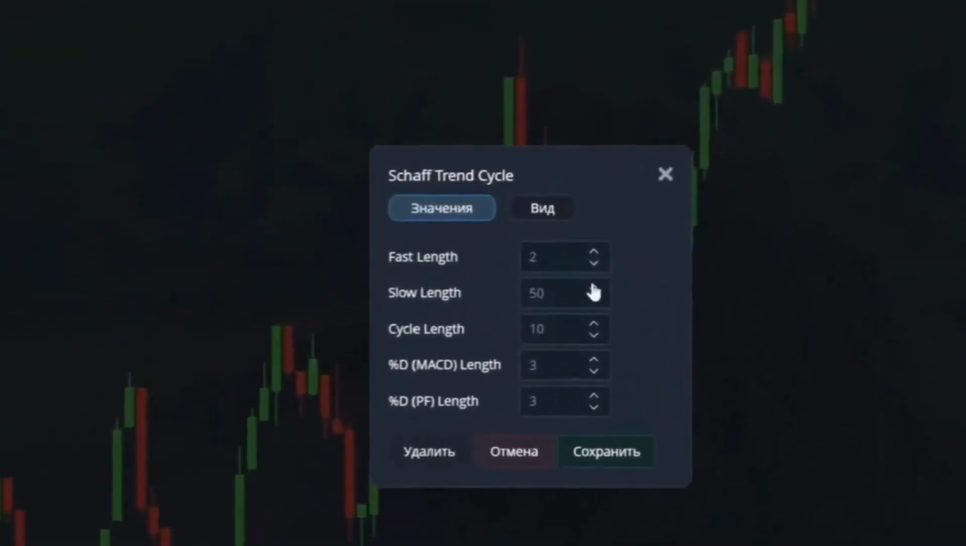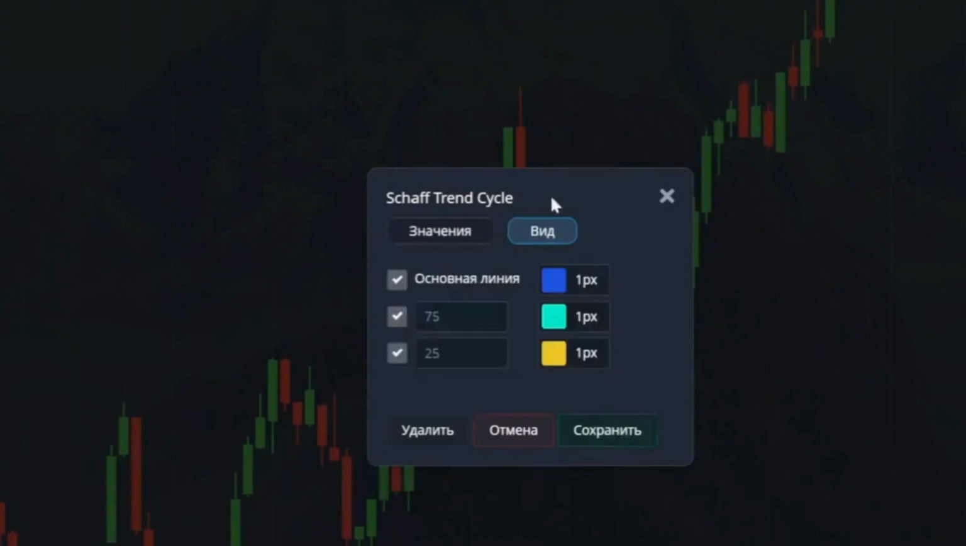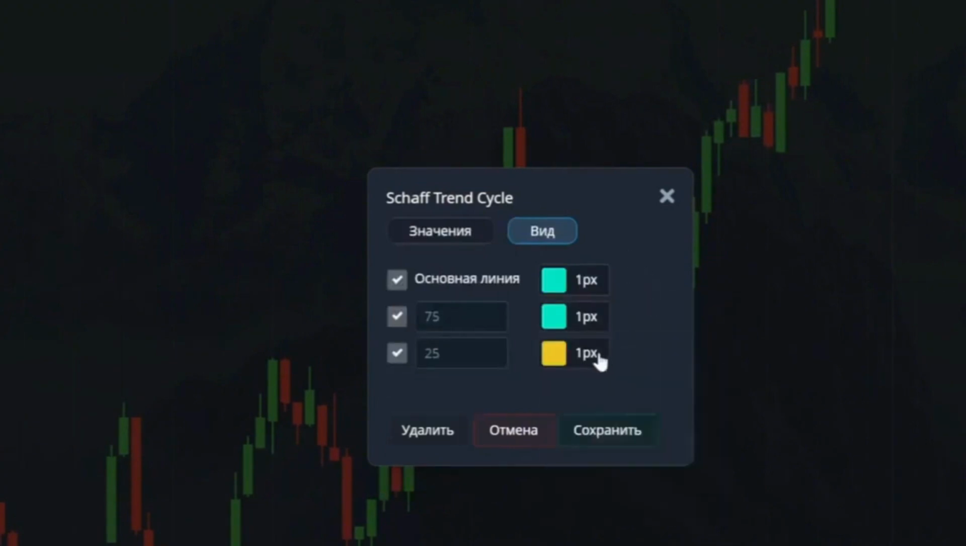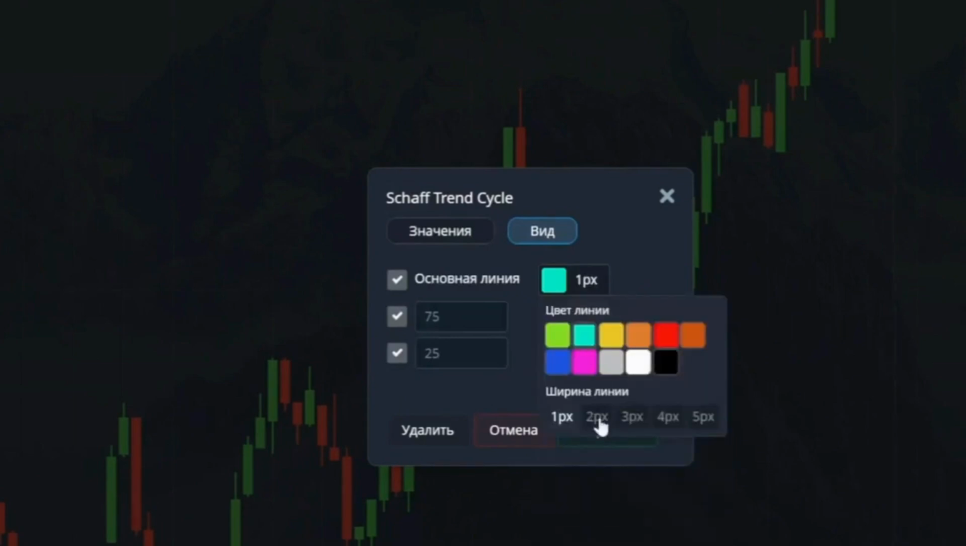So just watch and remember. Let's set it to 2, 35, and here we'll change it to 6. Leave it at 3, and change this one to 1. Next, we move on to the style settings. I'll change the color and thickness so that everything is easier to see. I recommend you do the same because visually you'll be able to spot good signals more easily and earn more.